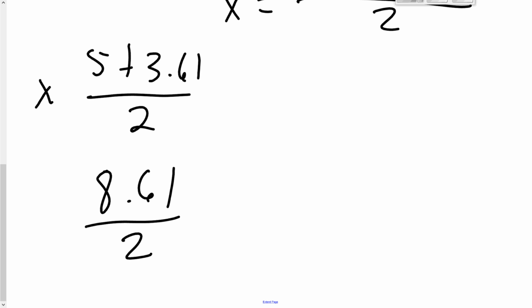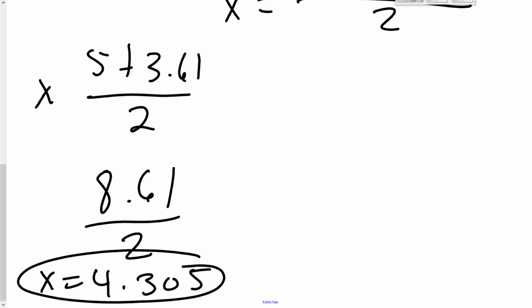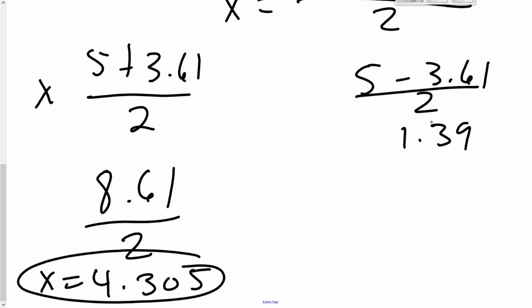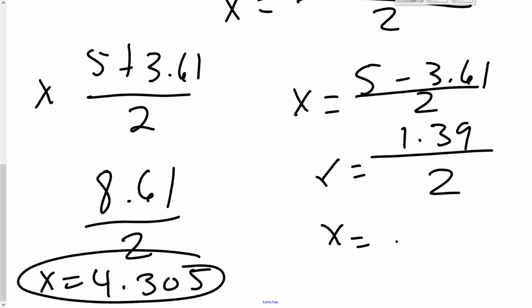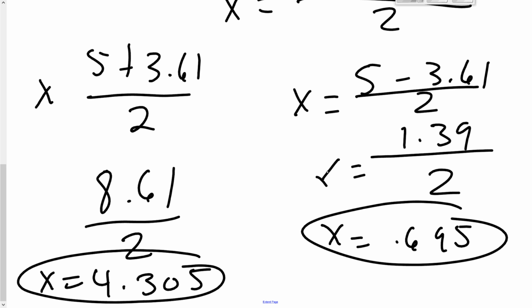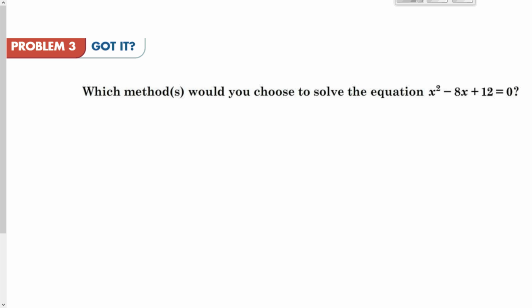Four point something? 4.3305. So that's one answer. Now I'm going to take 5 minus 3.61, which is 1.39, and then I'm going to divide that by 2. So x is equal to 0.695. So there's my second answer. Okay. All right, so go ahead and do this one any method you want.